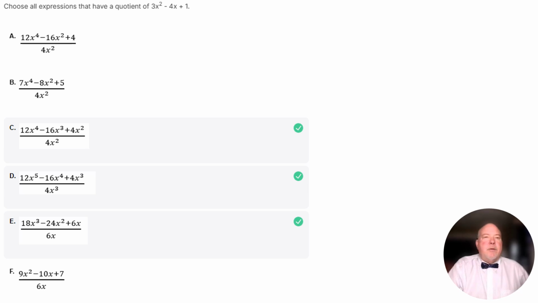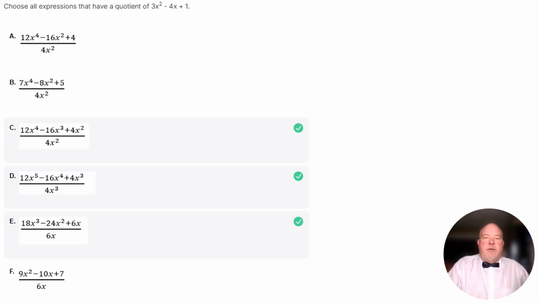All right, so this question's got quite a bit of work in it. It says choose all the expressions that have a quotient. Quotient means the result of division. And if you look at all of the answer choices here, they're all division. So the quotient of it comes out with a quotient of 3x squared minus 4x plus 1. So unfortunately, what we're going to have to do is simplify all of these and find their quotient and see if it comes out to that.